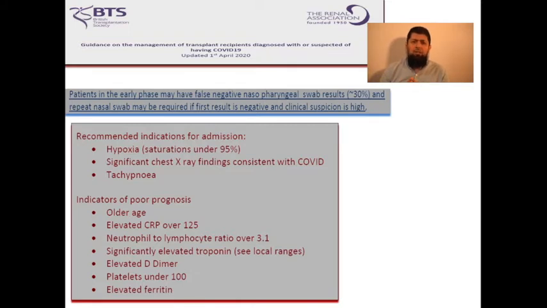This is the British guidelines, and we know they are not admitting every patient with COVID-19 to the hospital, but here in Kuwait until now, every patient diagnosed with confirmed COVID-19 will be admitted to the hospital. They are recommending the indications for admission as hypoxia, significant chest X-ray findings, and tachypnea. The indicators of poor prognosis are older age, elevated CRP over 125, neutrophil to lymphocyte ratio over 3:1, significantly elevated troponin, elevated D-dimer, platelet count less than 100, and elevated ferritin.